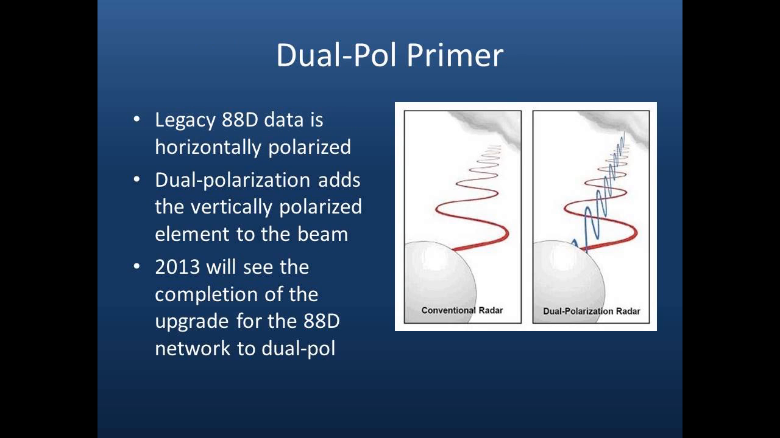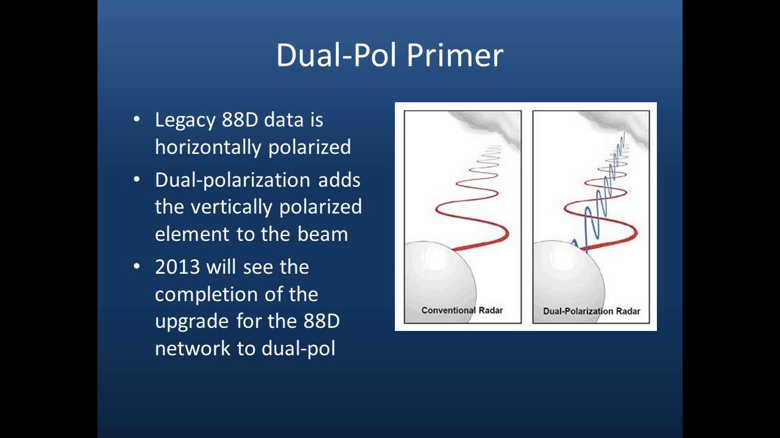But I just wanted to give a real quick dual pol primer to get everybody up to speed and make sure that we're on the same page so that we can talk about what this is looking at. Horizontal polarity was really the rule with the 88D data. That's the way it used to be, the legacy product, so to speak. The dual polarization adds in that vertical element so that you're able to see both. The way it's actually being sampled is different, but you get the horizontal and the vertical polarity with that.